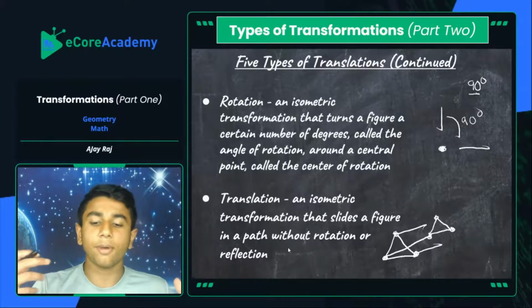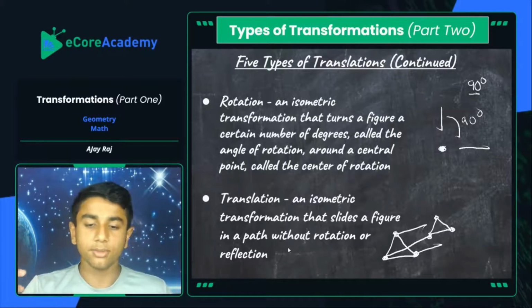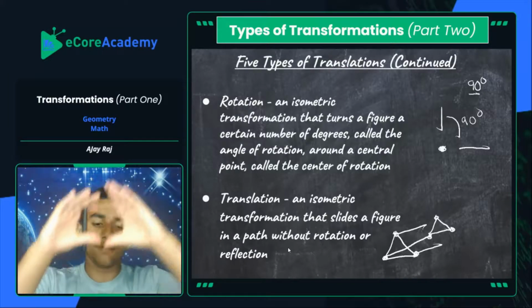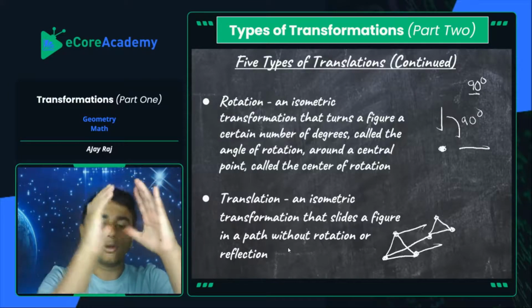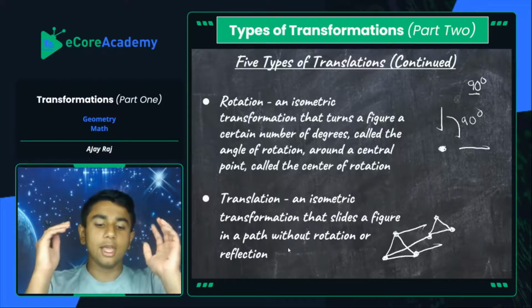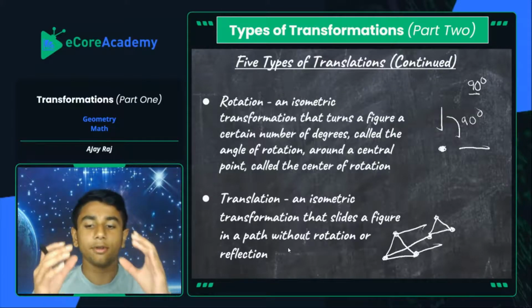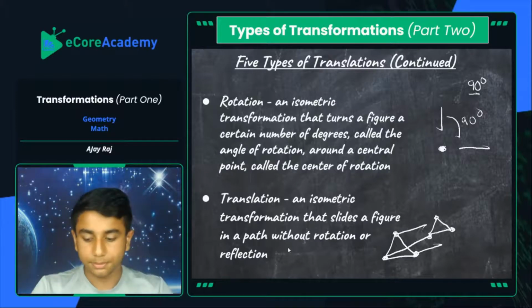So it's every other possible type of isometric transformation that doesn't involve rotating or reflecting. So all you're doing is sliding a figure without rotating it or flipping it side to side. So it maintains congruency, and it also helps maintain some sort of correspondence and similarity.